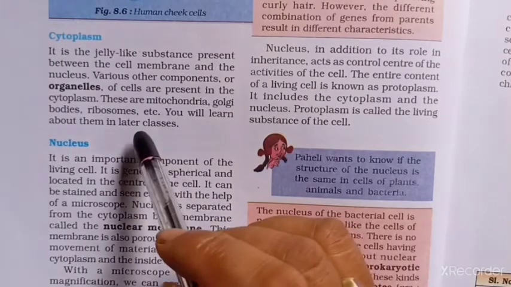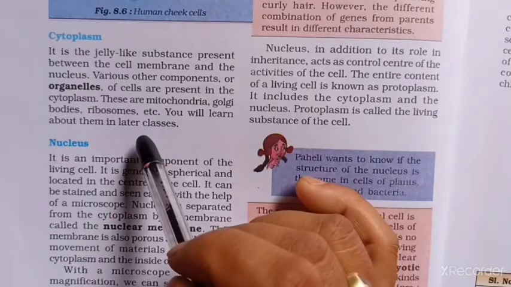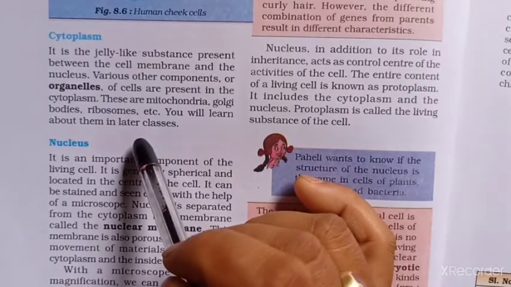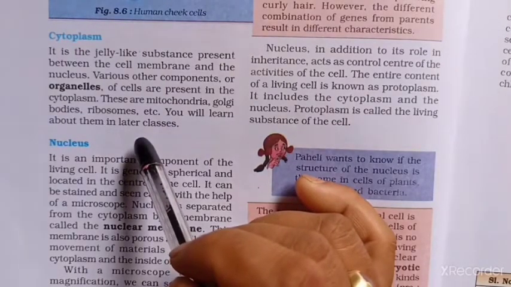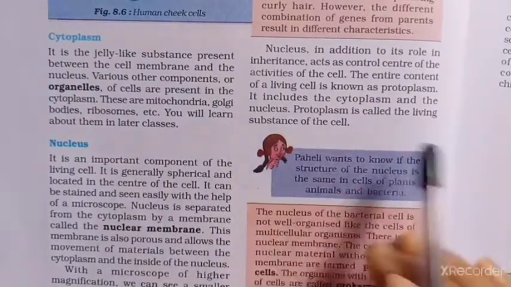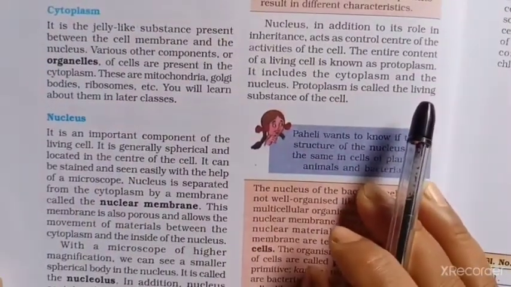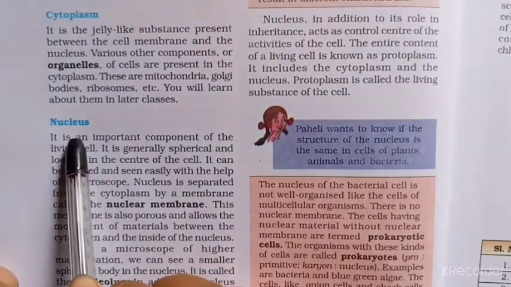So in the cell cytoplasm, so many cell organelles are present. For example, mitochondria, known as the powerhouse of the cell, Golgi bodies, ribosomes, lysosomes, etc. These cell organelles are present in the cytoplasm. Next, nucleus. Let's see nucleus.